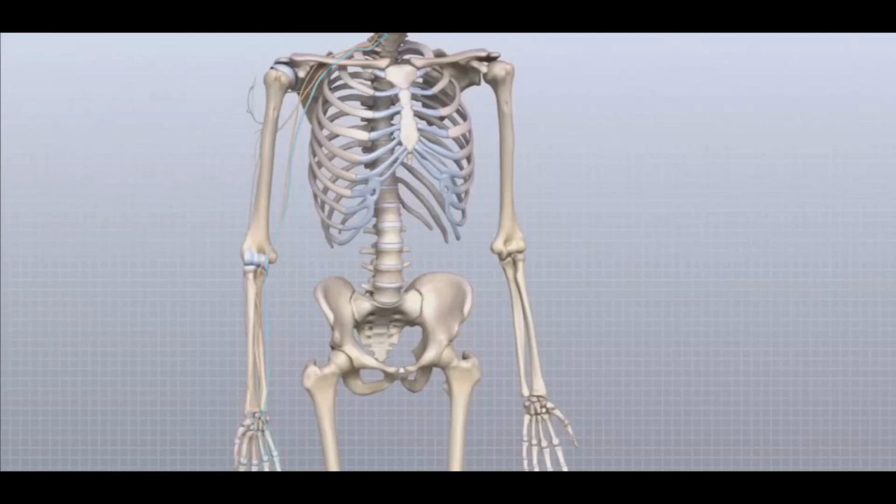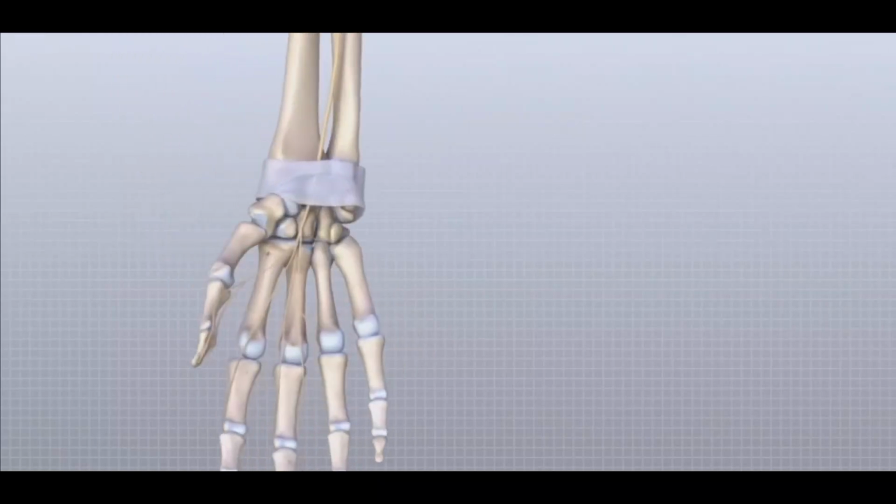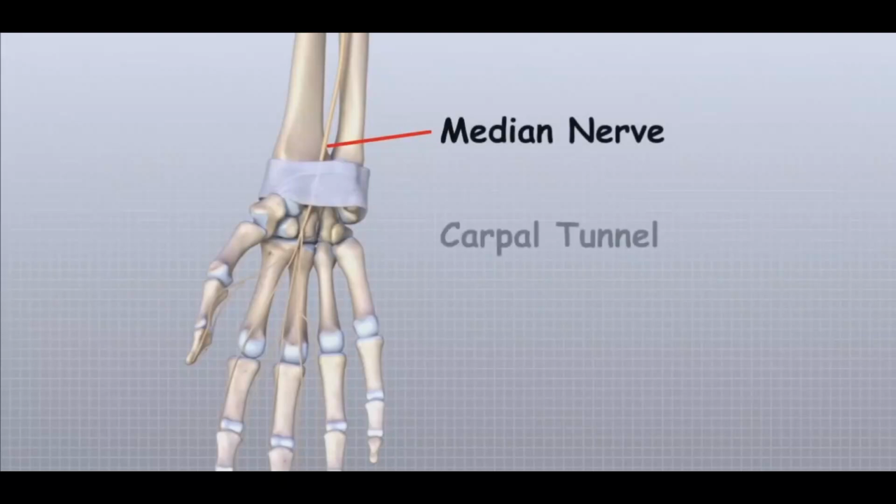The radial nerve runs along the thumb side edge of the forearm. It wraps around the end of the radius bone toward the back of the hand. It gives sensation to the back of the hand from the thumb to the third finger. It also supplies the back of the thumb and just beyond the main knuckle of the back surface of the ring and middle fingers. The median nerve travels through a tunnel within the wrist called the carpal tunnel.